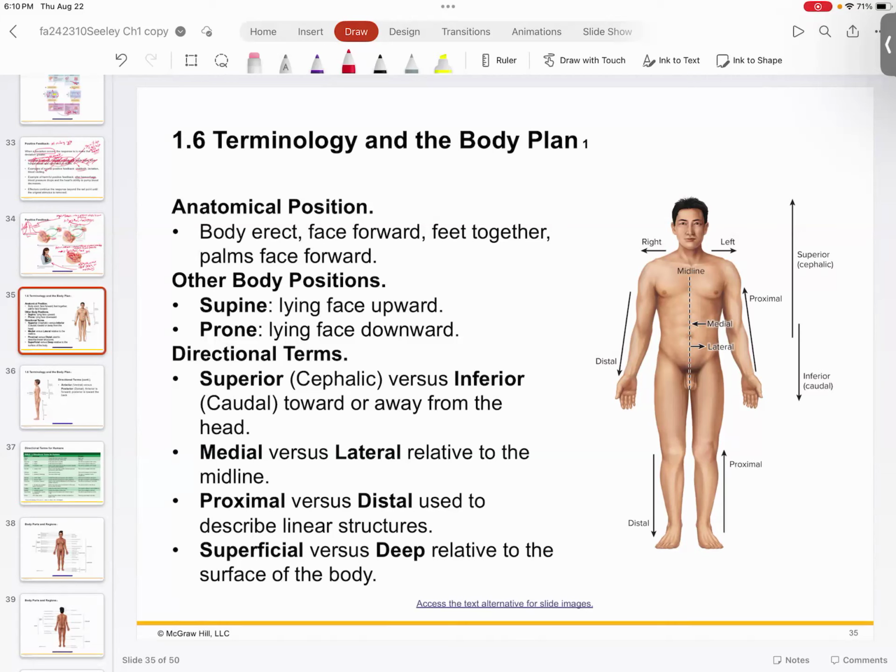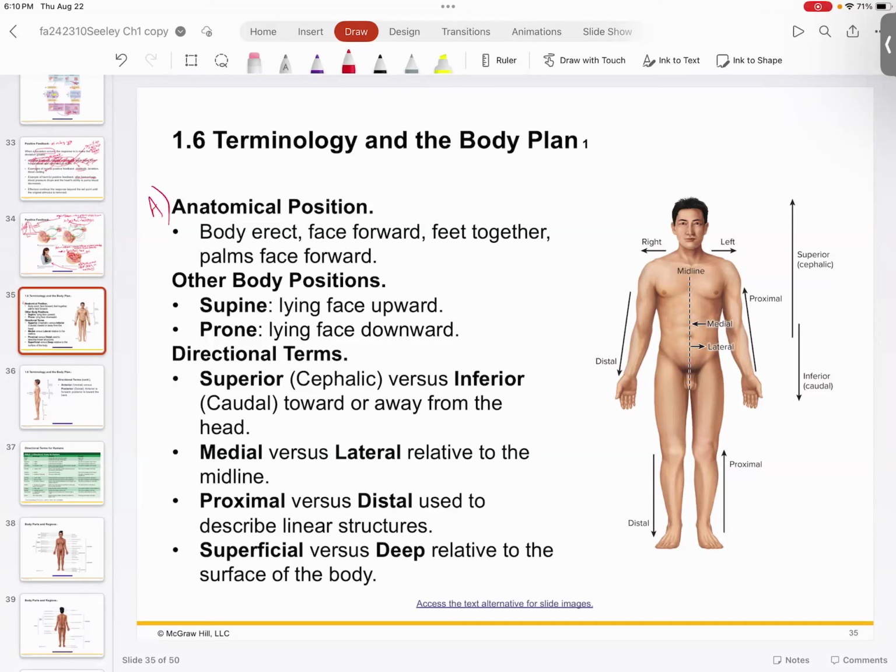So now let's take a look a little bit at some terminology. This is an important place to start in AMP1 because we've got to get our terms straight. The first thing we want to start off with is your body plan. What are the parts of your body, the positions of your body, and so forth. The first place we need to start is with what's called anatomical position.